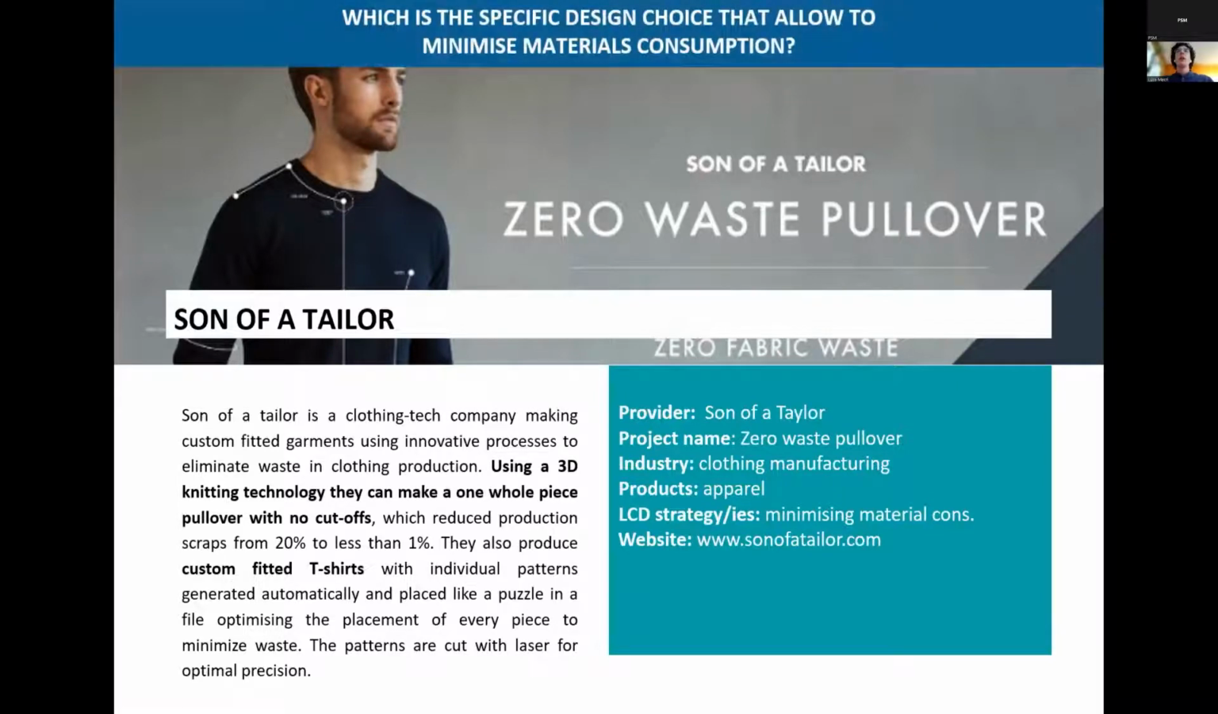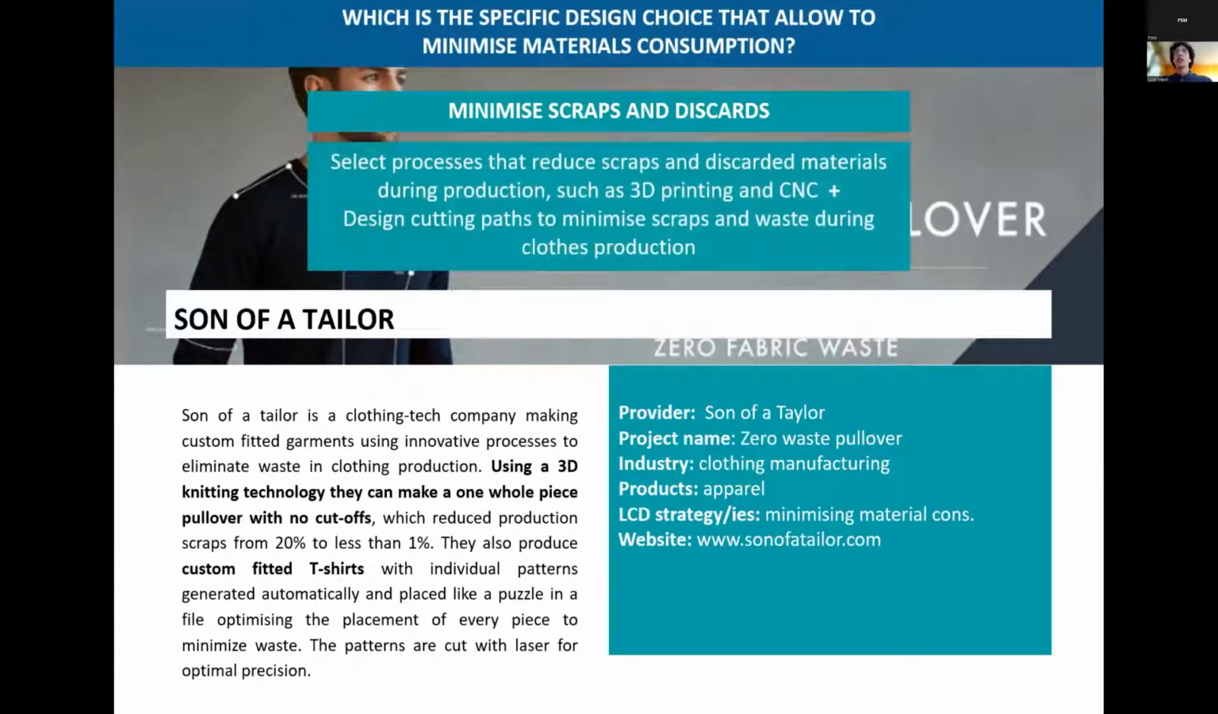So, which is the specific design choice that allows to minimize the material consumption here? In this case, the guideline that is applied is minimize scraps and discards, and in particular, selecting processes that reduce the scraps, based on 3D printing, CNC, whatever. The guideline is general, so it's not specifically made for this single case. It could be 3D printing, could be CNC, depending on the case. But this is what is applied here.